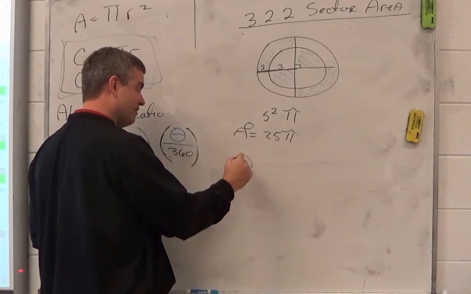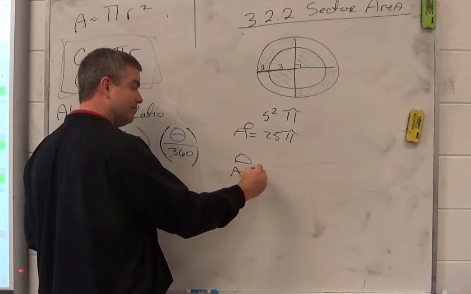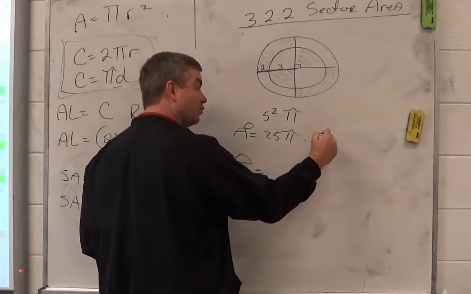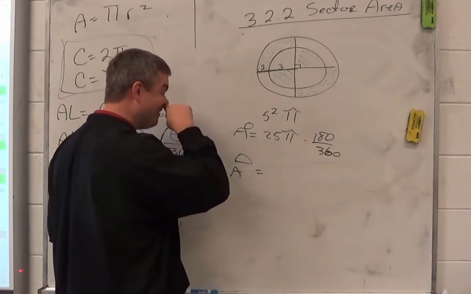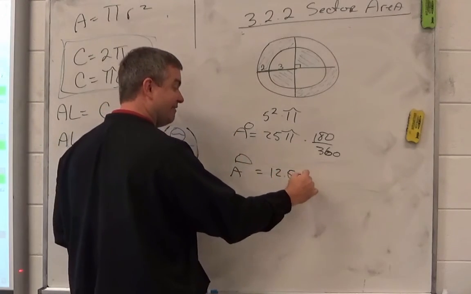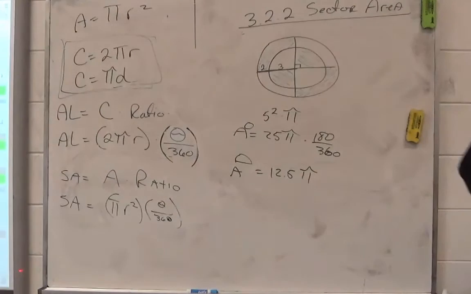If I want the area of half of the circle, then what would it be? The ratio is 180 over 360, which is half. So the answer is 12.5 pi. You have to open up your brain a little bit and be able to see things and kind of move things around and piece things together. All right, so that was your first challenge.